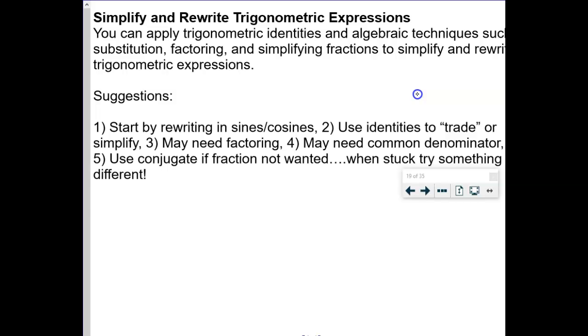So here on this slide, these are some ideas of what to do when you're stuck or things that you could try. And number one is the big one. If you're really, really, really stuck and you're like, I just don't see anything, trade everything for a version of sine and cosine. So like tangent gets swapped out for sine over cosine. Secant gets swapped out for 1 over cosine, and see what you can work with there.